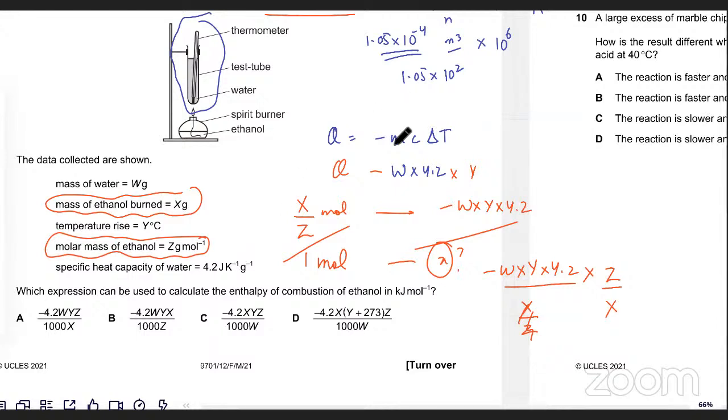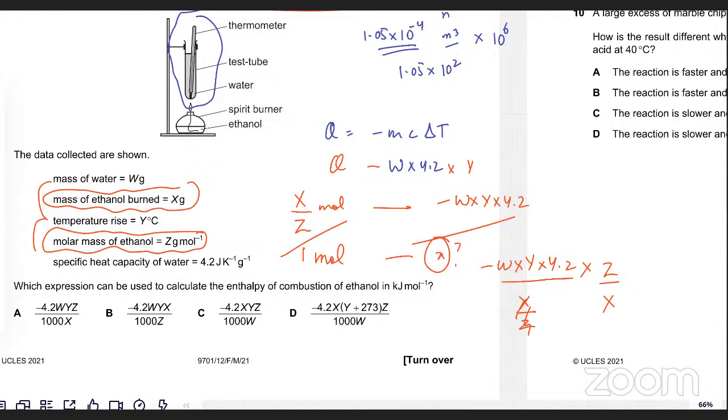Okay. So MC delta T, be very careful. W, that's the mass of water that's being heated. 4.2 is the specific heat capacity of water, and Y is the temperature change. Okay, that's MC delta T. So these three things, right?